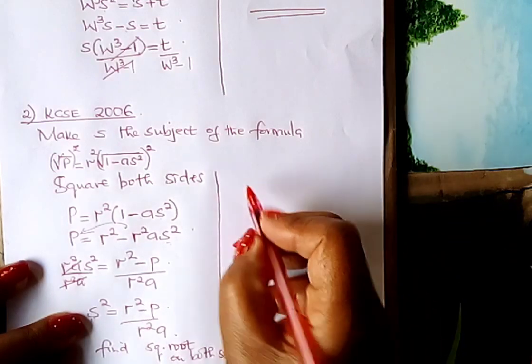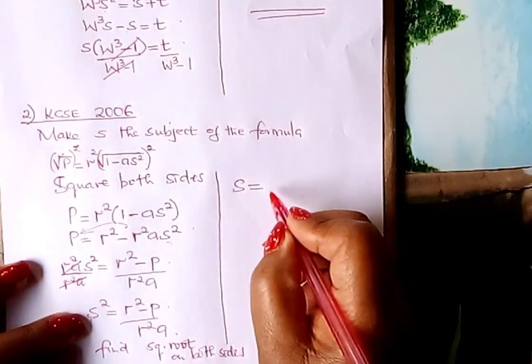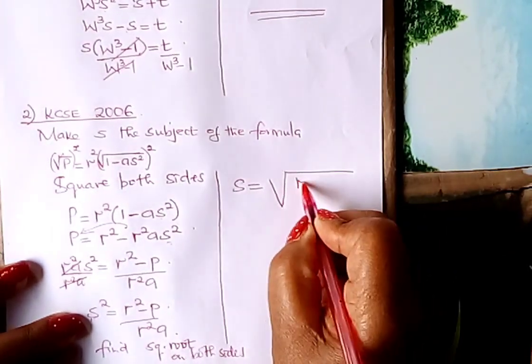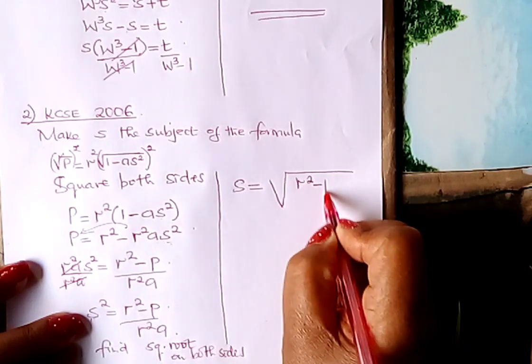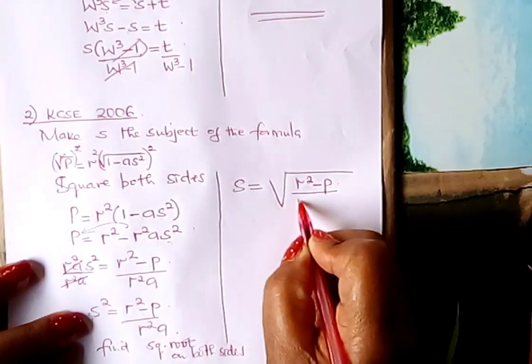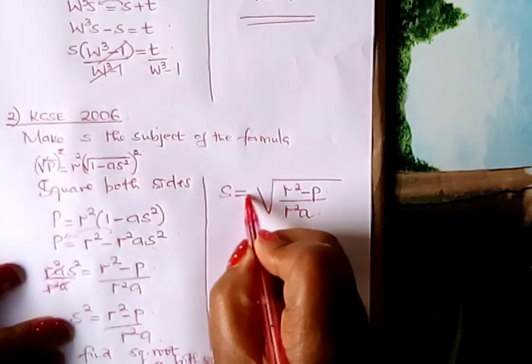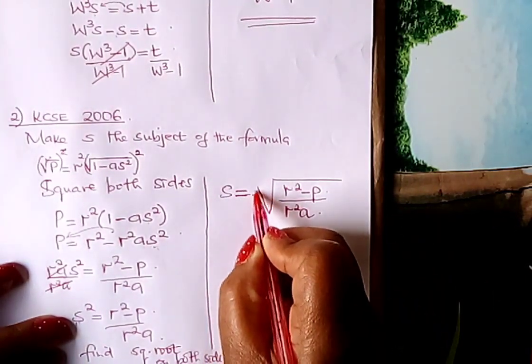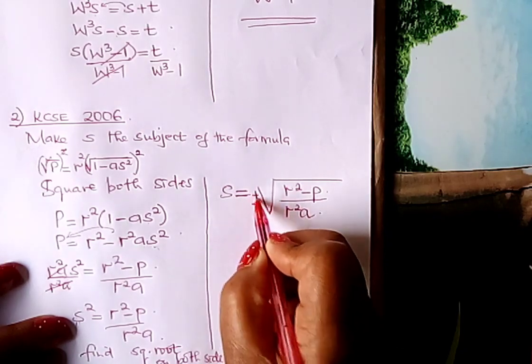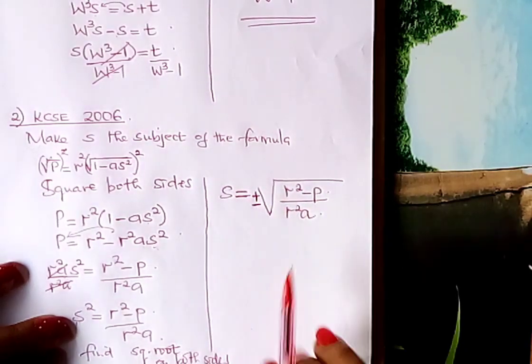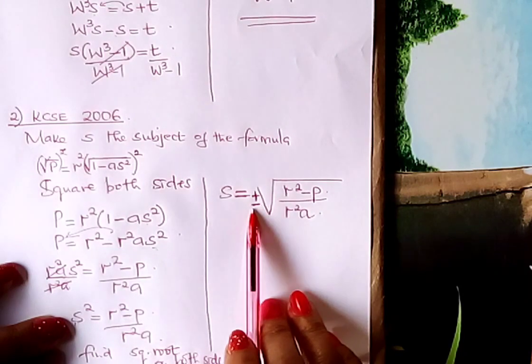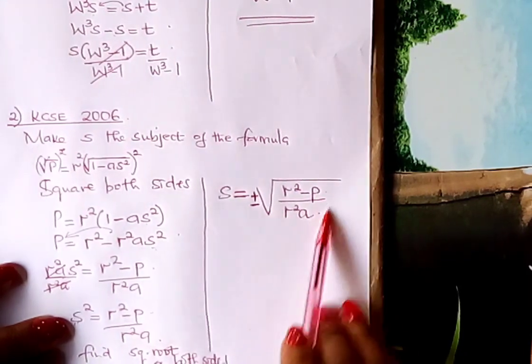So find square root. So you get S is equals to square root of R squared minus P divided by R squared A. When you are finding square root, learner, the answer is either a positive or negative. So remember to fix those signs there. So your S is equals to positive or negative square root of all this.